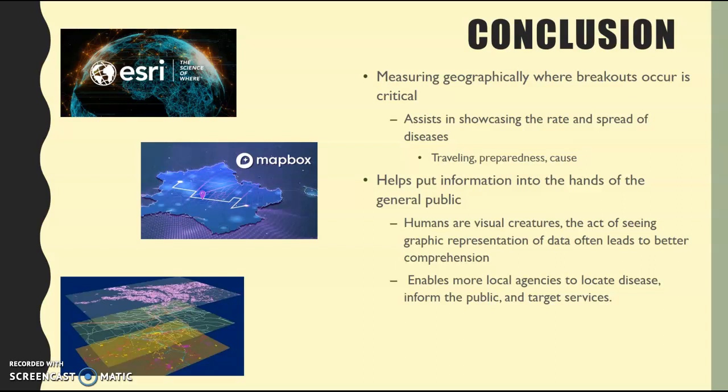And most importantly, this helps put information into the hands of the general public. Humans are very visual creatures, and seeing graphic representation of data leads to better comprehension, and it helps encourage people to practice those social distancing laws. And it enables more local agencies to locate diseases within their areas and inform their general public and target services. So it allows us to project how many resources we would need, and laws that we should be taking, and how much we should be preparing, and just showing where areas are gaining immunity and the practices that they have in place.